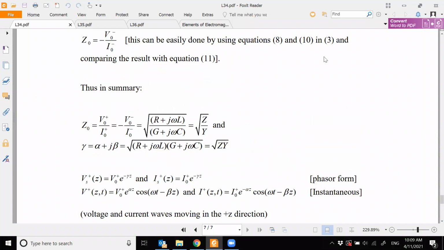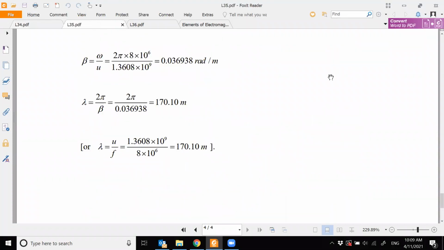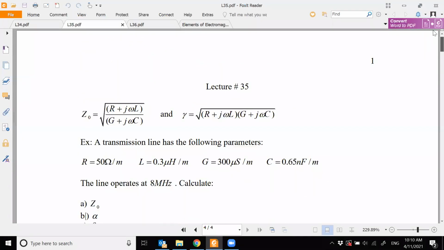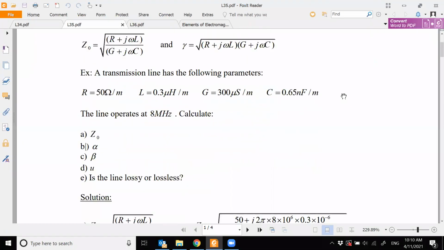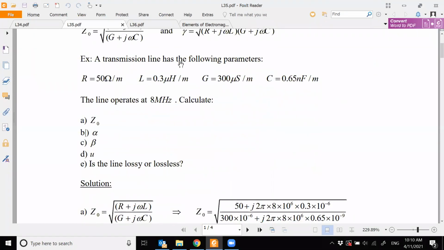Now let's continue. So this was the summary. So now what we are doing today. Today we are going to look at a couple of examples and some special cases of transmission lines. So it is saying that we have a transmission line, and the transmission line has the following parameters: the resistance, the inductance, the conductance, and the capacitance.